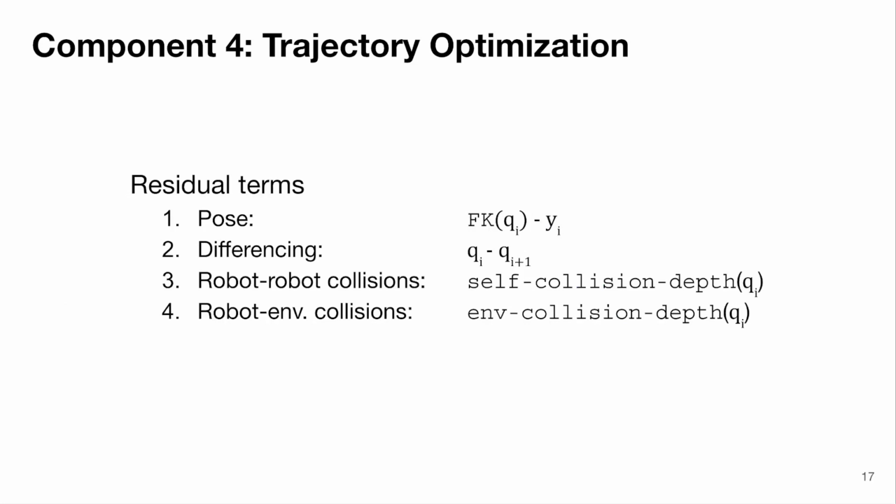There are 4 sub-objectives included: pose, configuration differencing, and self and environmental collision avoidance. Pose keeps the end effector along the reference path. Differencing ensures the trajectory has a low MJAC. The collision error terms prevent penetration between collision geometries.